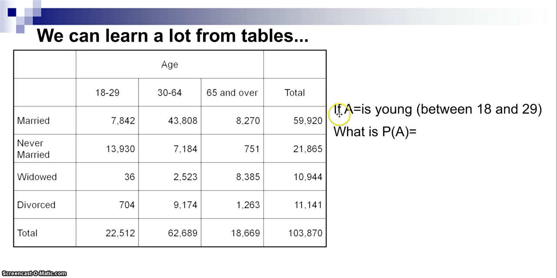So looking at this table, if A is young, between 18 and 29, what is the probability that you are young in this table? So we have 22,512 young people out of 103,870 people polled. So that would be this fraction, 22,515 over 103,870, and as a decimal that would give me 0.2167.